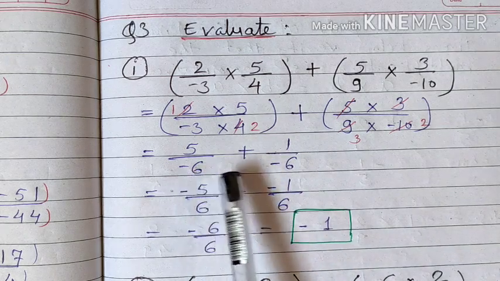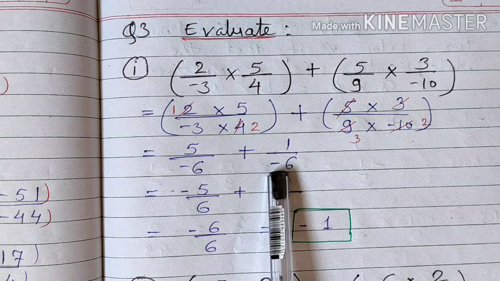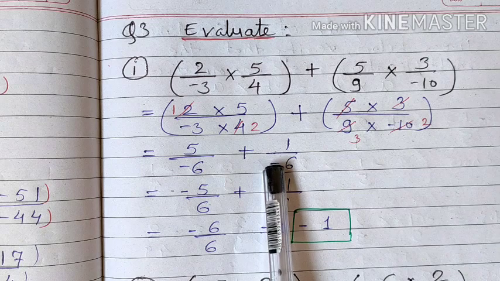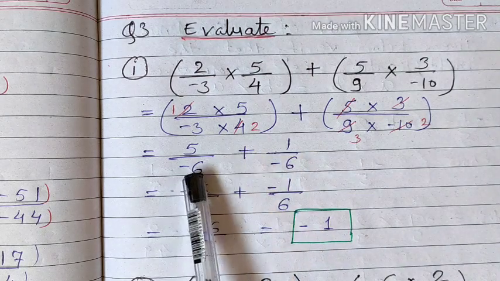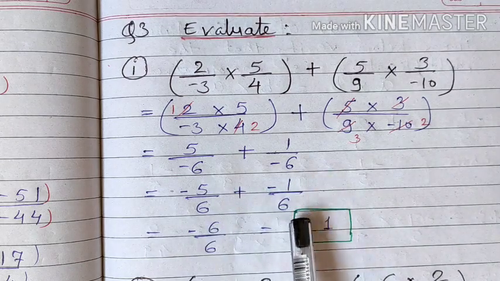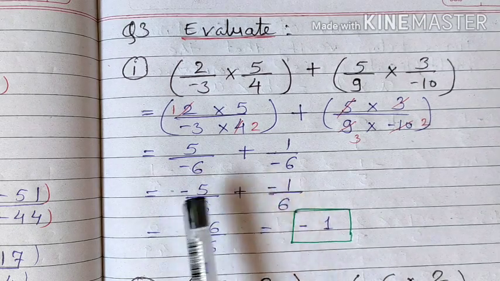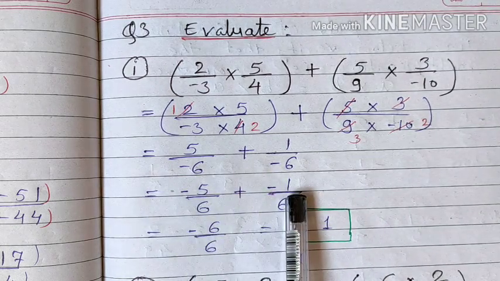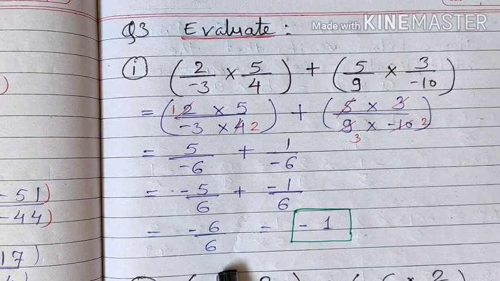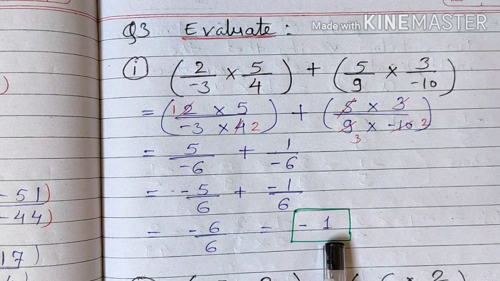So first of all, if denominators are with minus sign, what we should do? Shift that minus sign to the numerator, right? So the minus sign shifted to the numerator, so it becomes minus 5 by 6 plus minus 1 by 6. Okay, minus 5 and minus 1, minus minus addition, and there will be the sign of the greater number, so it becomes minus 6 upon 6. After simplification we are getting minus 1 as the final answer. Got it?